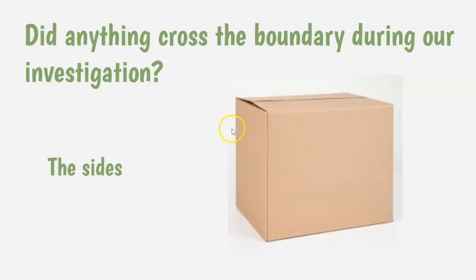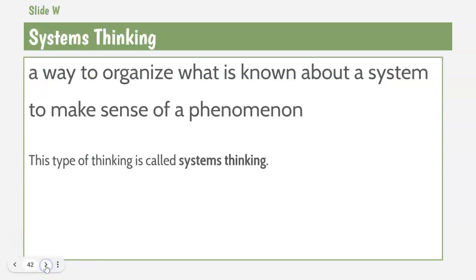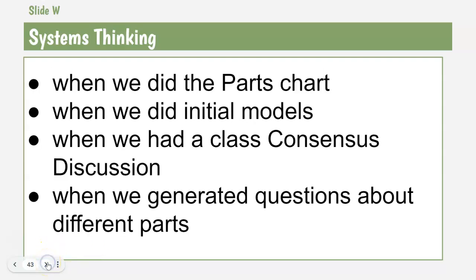Do you think anything crossed over that boundary during our investigation? I would imagine so. I would imagine it was the light from maybe the hallway or inside the classroom, or like the different holes in the boxes. So what we just did there, thinking about the system and the parts and boundaries, is all called systems thinking, which is something we'll be talking about more. We have done systems thinking when we did the parts chart, when we did our initial models, when we had that consensus discussion, and just now when we generated those questions.